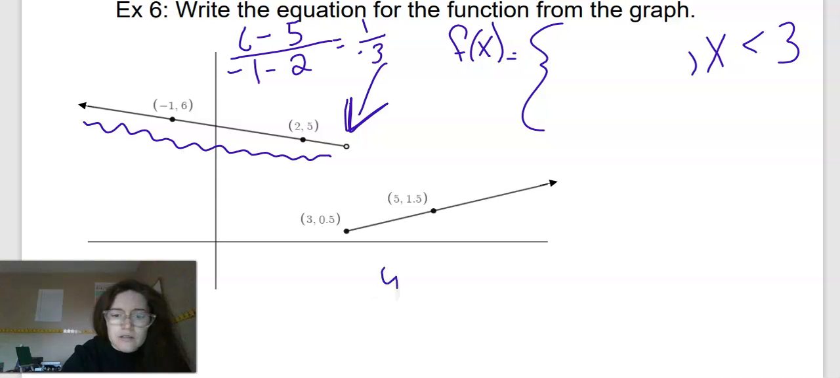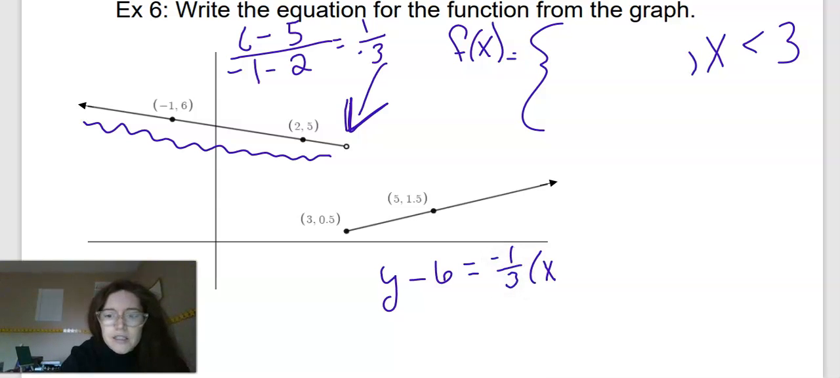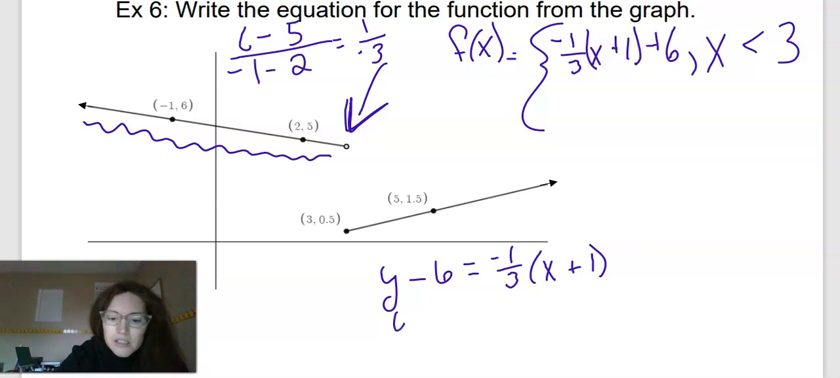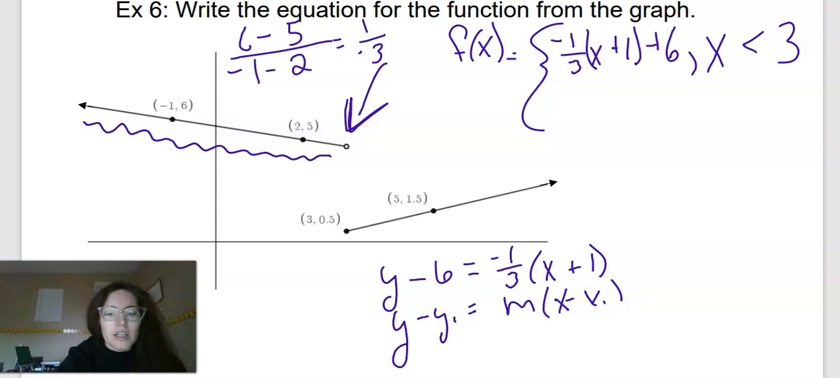So when I write my equation, I'm going to say that I have y minus 6 equals -1/3 x plus 1. And then you can just go ahead and add the 6 over. And so you'll have -1/3 x plus 1 plus 6. Okay, so that's just using this form right here. Put our m here, and then you may see it with like an x1 and a y1, and that's just creating the equation of the line.